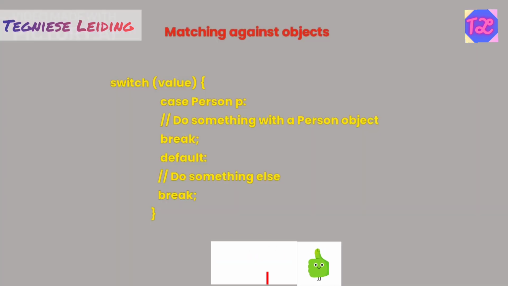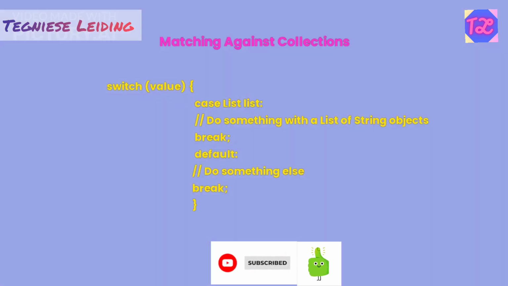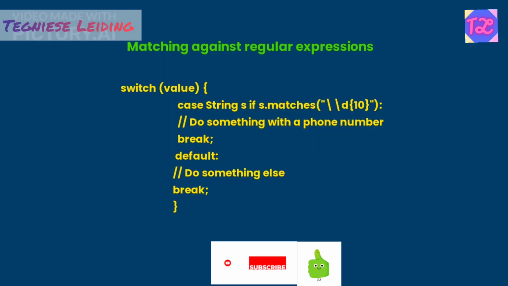Matching against objects: you can also use pattern matching to match values of object types. For example, the following code uses pattern matching to match the value of a variable against a person object. Matching against collections: you can also use pattern matching to match values of collection types. For example, the following code uses pattern matching to match the value of a variable against a list of string objects.